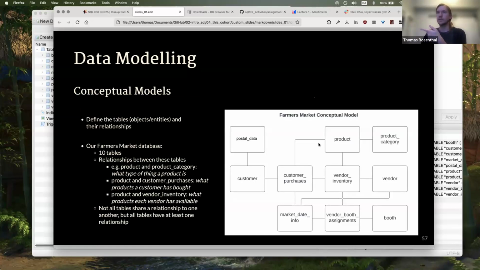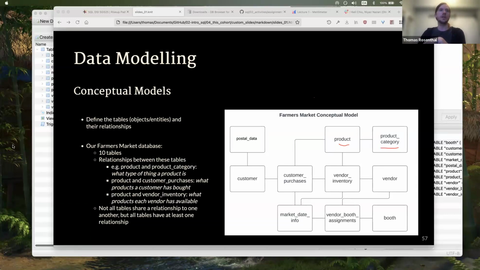So if we have product and product category, we're asking the question, what type of things a product is, right? In the product table and the product category table, we have a hierarchy established. Our product categories are like fresh fruit, fresh veggies, and prepared goods, baked goods. Apples, apple pie, bread, lettuce are all going to fall into these various categories, right?